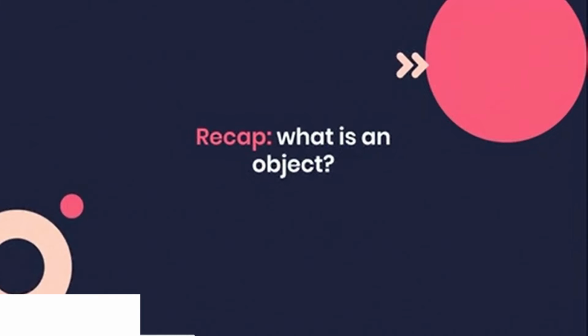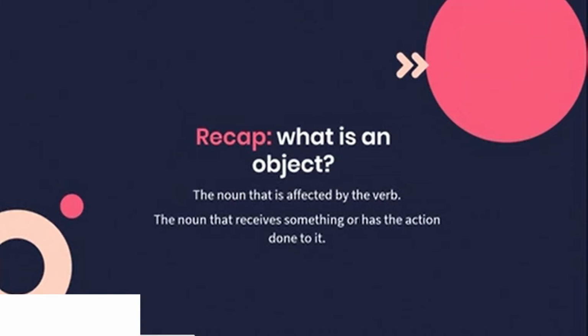Okay, lastly, let's look at objects. What is an object? The object of a sentence is the noun that is affected by the verb. It's the noun that receives something or has the action done to it. In the sentence, Jane walks the dog, the noun phrase, the dog, is the object of the sentence because it is affected by the verb. The dog has something done to it or for it, and it is directly affected by the verb.